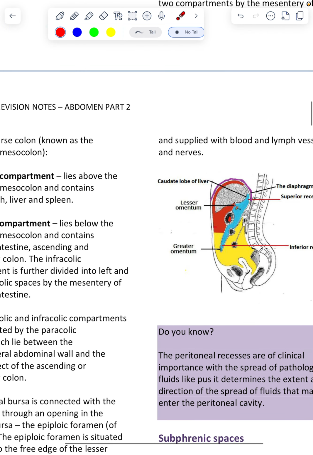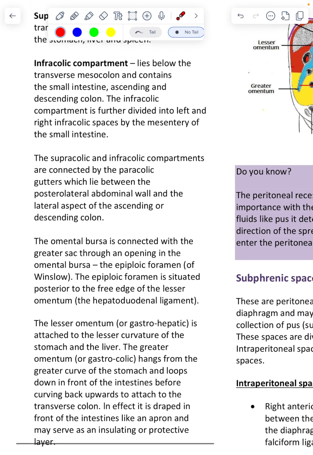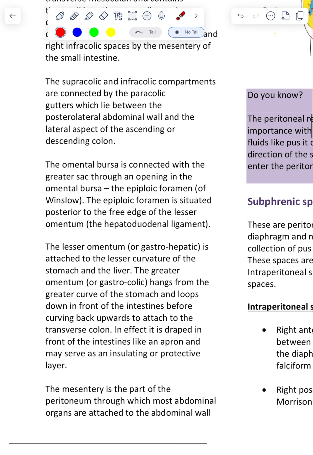The greater omentum, or gastrocolic ligament, hangs from the greater curvature of the stomach, loops down, and curves back to attach to the transverse colon. It is draped in front of the intestines like an apron and may serve as an insulating protective layer. The mesentery is a part of the peritoneum that is attached to the organs.